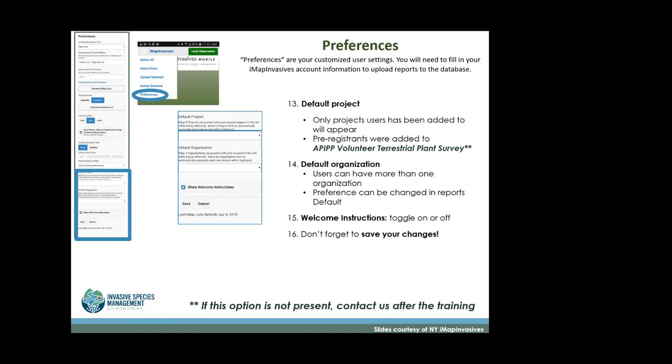Okay, next we will do a couple more preferences here. There is an option for default project. Projects are used by practitioners to help bundle up observations that are reported by staff or volunteers. By registering for this training, you're automatically granted access to the APIPP Volunteer Terrestrial Plant Survey Project. If you pre-registered for this training and provided me with the email that you have associated with your IMAP Invasives account, I made this project available to you, and you should see it in the dropdown.